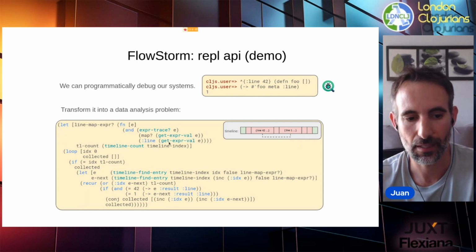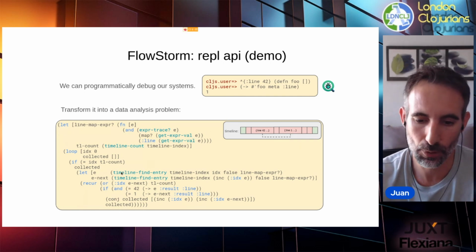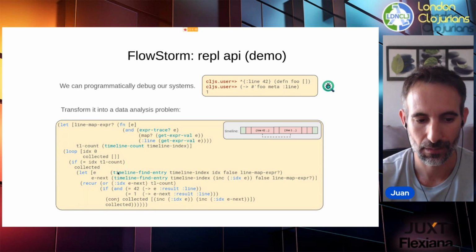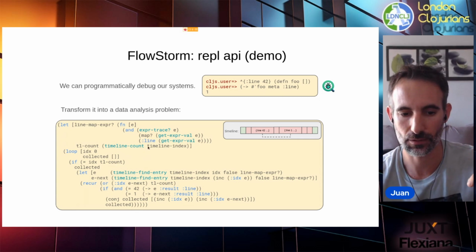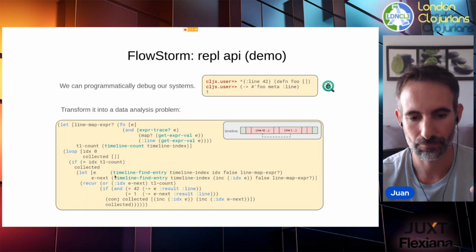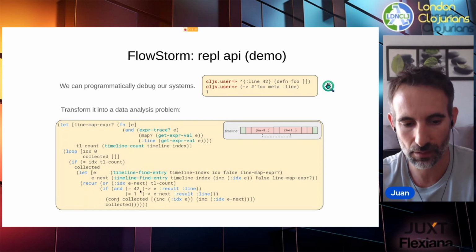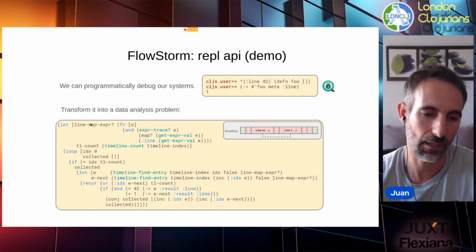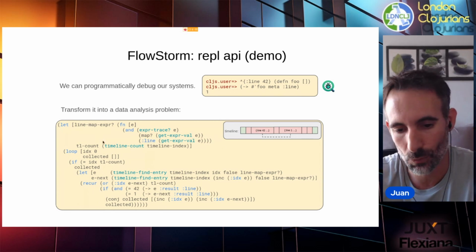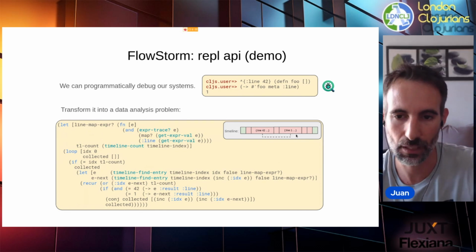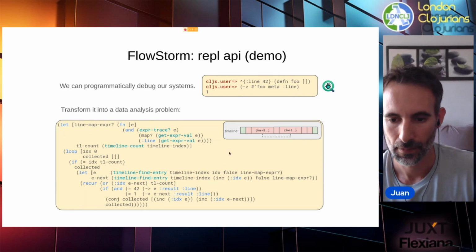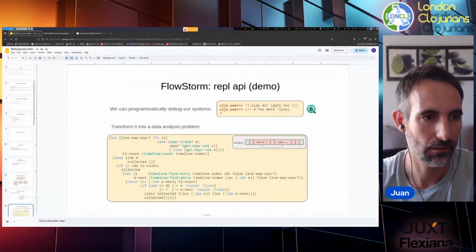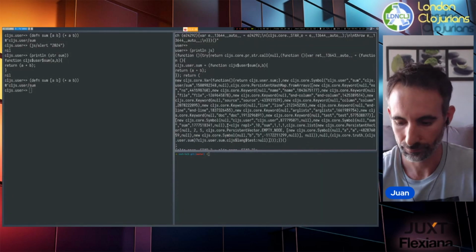How do we do that? FlowStorm exposes some API that you can use, so you can get the timeline, it's called the timeline index, and you can loop around and do some simple logic here. I don't want to go into details of this because it's just one implementation of this search here. But you can imagine that you can search. But we are going to see a demo of this. So let's try a demo of this.